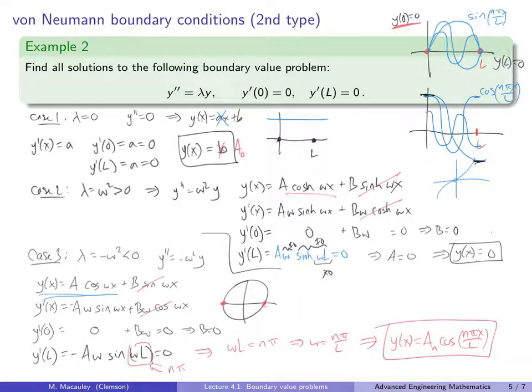So here, notice the difference, that we had y prime of 0 equals 0. So that killed off the b. So that killed off the sine terms, or the sinh terms. So in other words, whatever the function is that has to be flat at 0, that said we have to have cosines, in contrast to the previous one that said we have to have sines. And once again, the second condition being flat here, we use that to derive what omega had to be. And as before, omega is n pi over L.